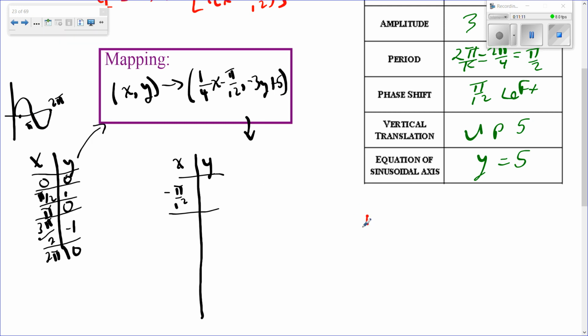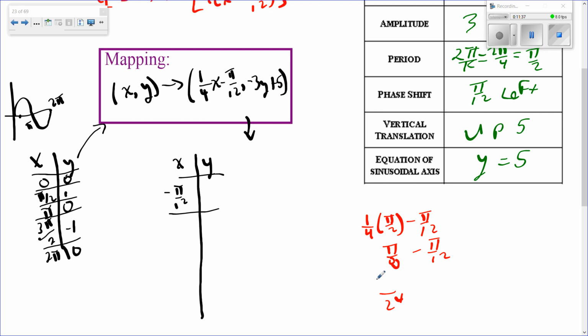So we're going to take a quarter of pi over 2, and we're going to then subtract pi over 12. This is going to be pi over 8 minus pi over 12. 8 and 12 have a common denominator of 24. So we're going to put this one over 24.